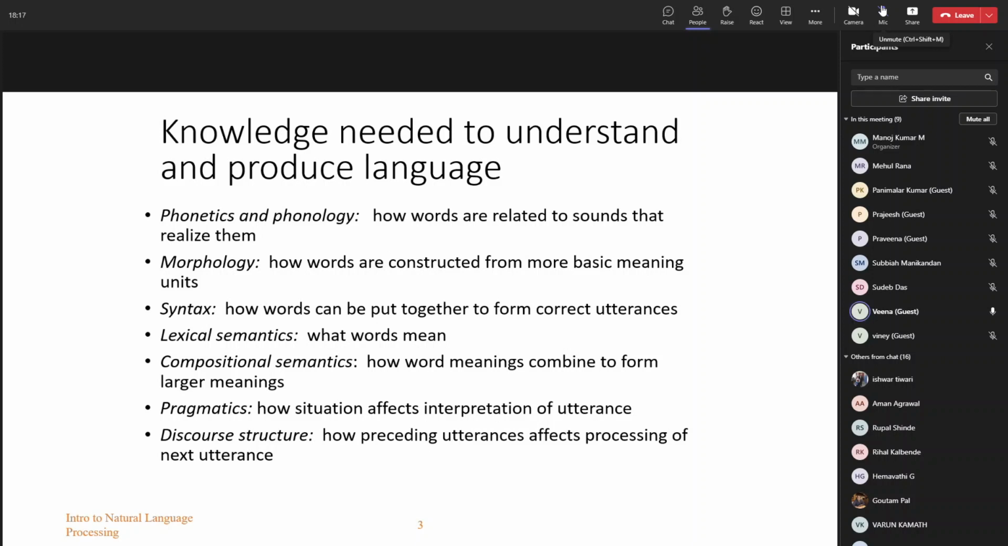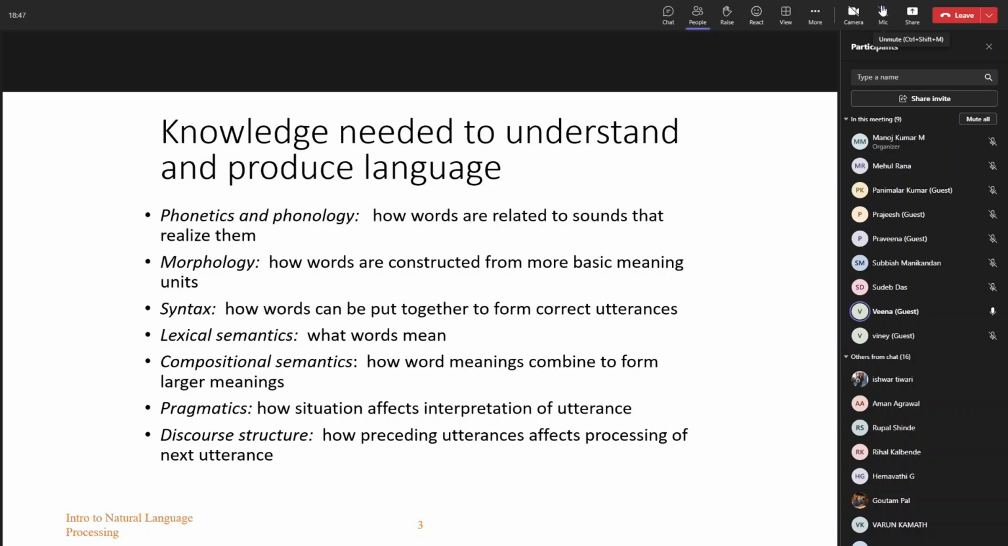Next is syntax. Syntax is how words can be put together to form correct sentences. A sentence should be syntactically correct, right? So, the cat sat on the mat. Here the subject is cat, sat is the verb, and mat is the object. So that syntactical correctness of the sentence is a must.